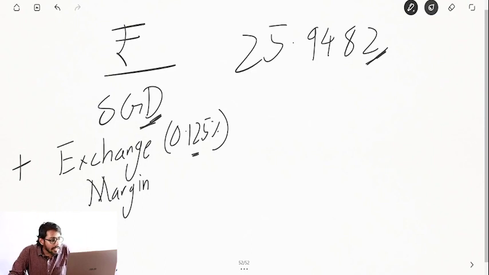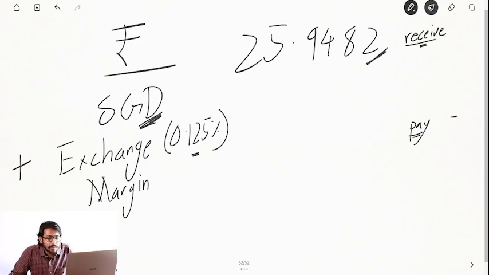Okay, for 1 Singapore dollar, guys pay attention, when you sell 1 Singapore dollar, you will receive 25.9482 rupees. You are an exporter, you receive Singapore dollar. What will you go and do to the bank? You will go to the bank and you will sell Singapore dollar and receive rupees 25.9482. However, what about exchange margin? Will the bank give you exchange margin? Are you receiving? No. You have to pay. You are paying the exchange margin. You are receiving 25.9482. However, exchange margin is a payment.